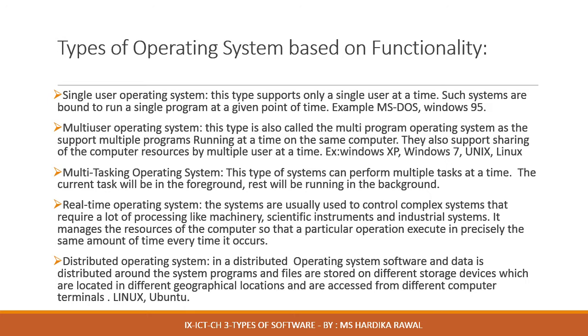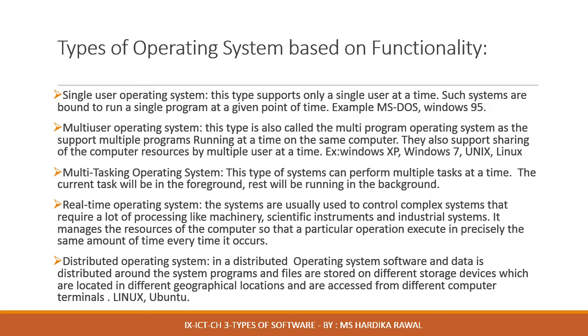Next is real-time operating system. These systems are usually used to control complex systems that require a lot of processing, like machinery, scientific instruments and industrial systems. A very important part of the real-time operating system is to manage the resources of the computer, so that a particular operation executes in precisely the same amount of time every time it occurs.